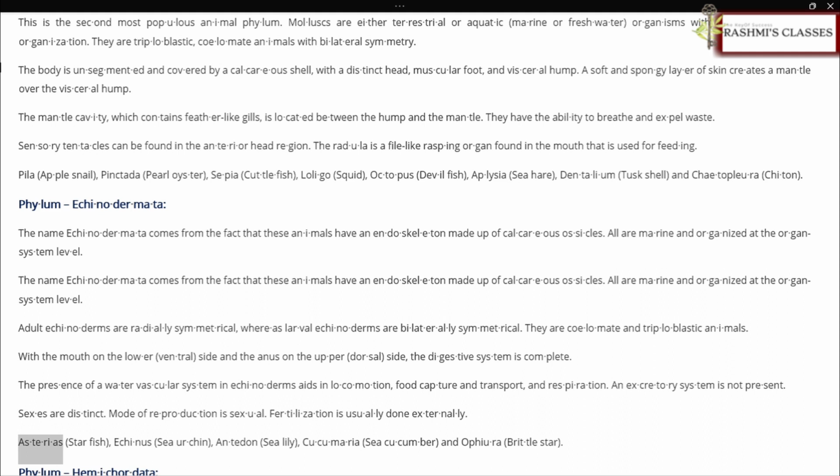Asterias, starfish, Echinus, sea urchin, Antedon, sea lily, Cucumaria, sea cucumber, and Ophiura, brittle star. Phylum Hemichordata.